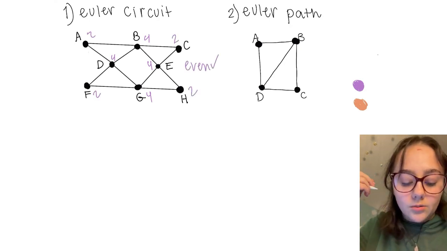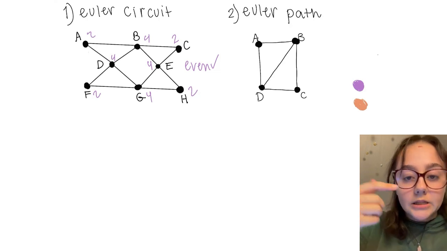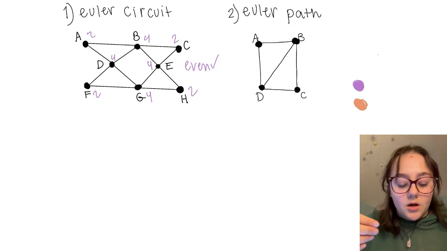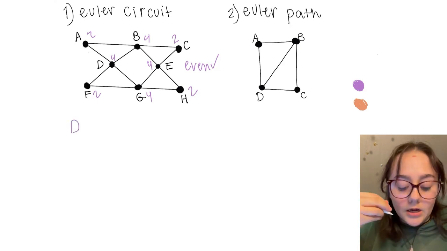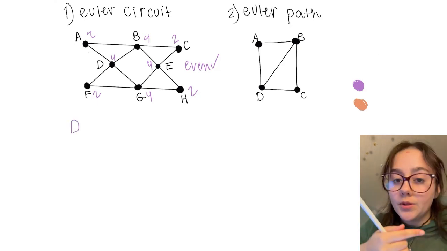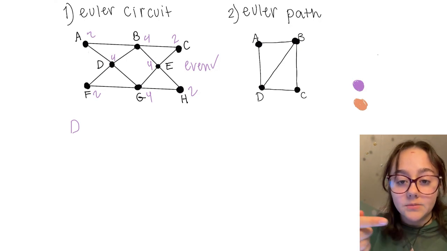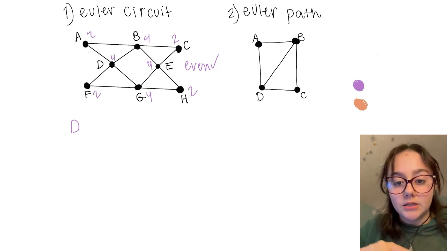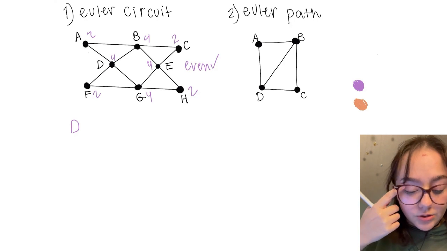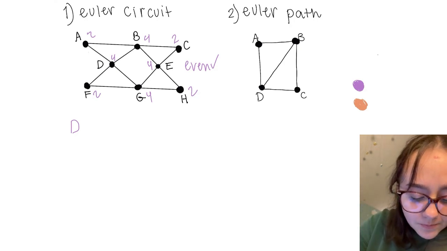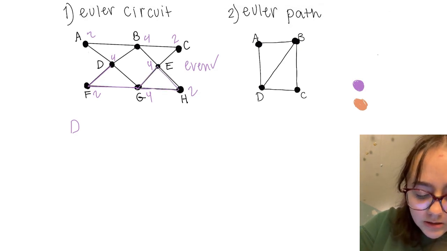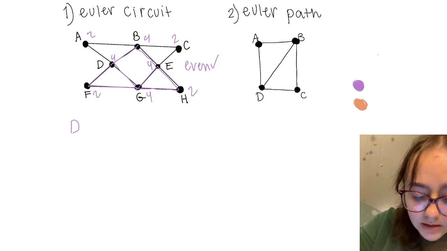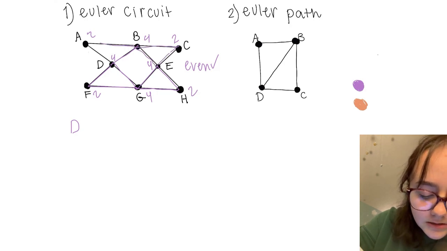Now we are going to create the circuit. This needs to start and end at the same vertex. So we're going to start with D and end with D. You can pass through the vertices as many times as you need, but you can only pass through the edges once. So I'll show you how to do that. D, F, G, E, H, G, D, B, E, C, B, A, D.